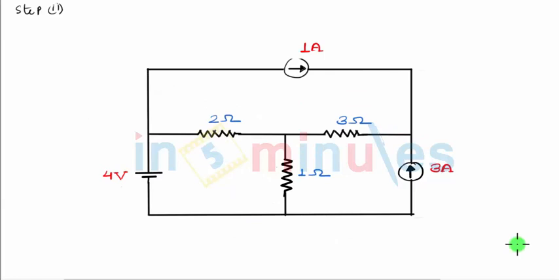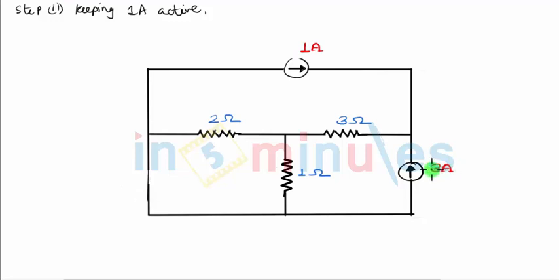We consider the original circuit once again, and in step number 2, I'm going to keep the 1 ampere current source active. So keeping 1 ampere active, we will have to now replace the 4 volt source and the 3 ampere current source. We already know that to replace a voltage source, we have to replace it with a short circuit. So I'll just remove this 4 volt source and connect a short circuit in place of it.